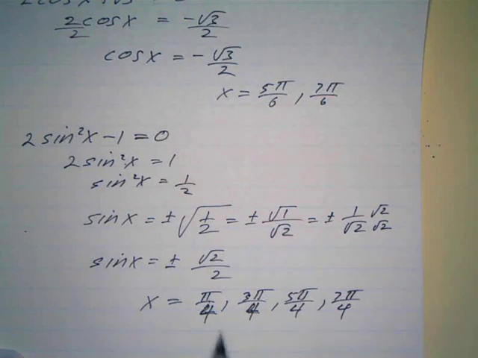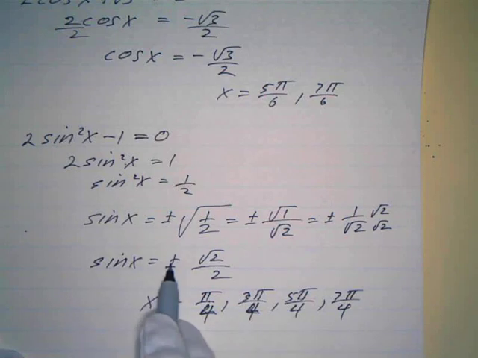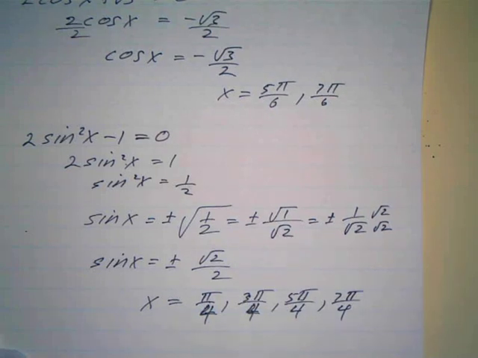Okay, so again, we know that the sine of x is plus or minus the square root of 2 over 2, which implies that x is equal to pi over 4. But we're in the positive and negative, so that takes care of 2 positive quadrants, 2 negative quadrants. So again, that's pi over 4, 3 pi over 4, 5 pi over 4, 7 pi over 4. Okay, hope that helps.